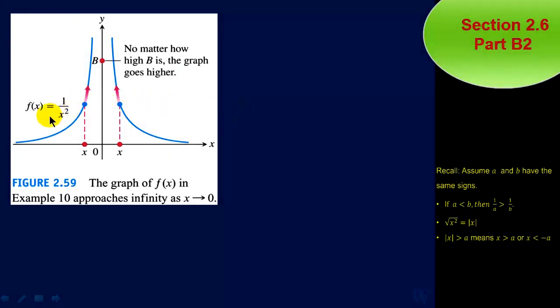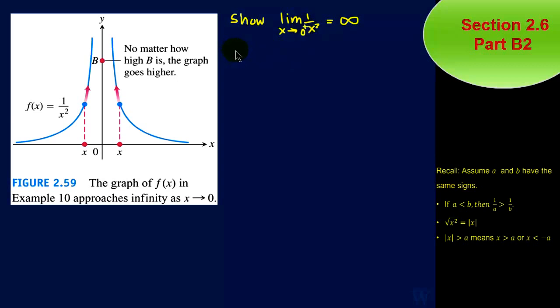Here is a function that we looked at earlier, f of x equal to 1 over x squared. We see from the graph that the limit of 1 over x squared as x approaches 0, both from the left and from the right, is positive infinity. How do we show that this limit is plus infinity? Let's just take the limit as x approaches 0 from the right.